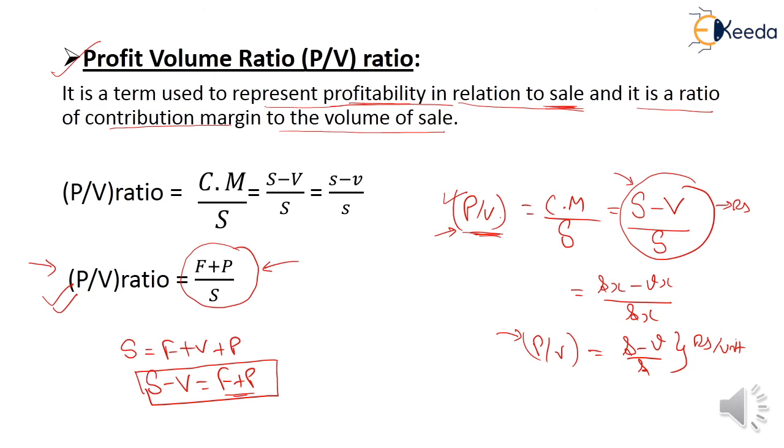Clear to all students? What is a contribution margin? What is a marginal profit? What is a contribution? And what is a profit volume ratio? Clear to all students?